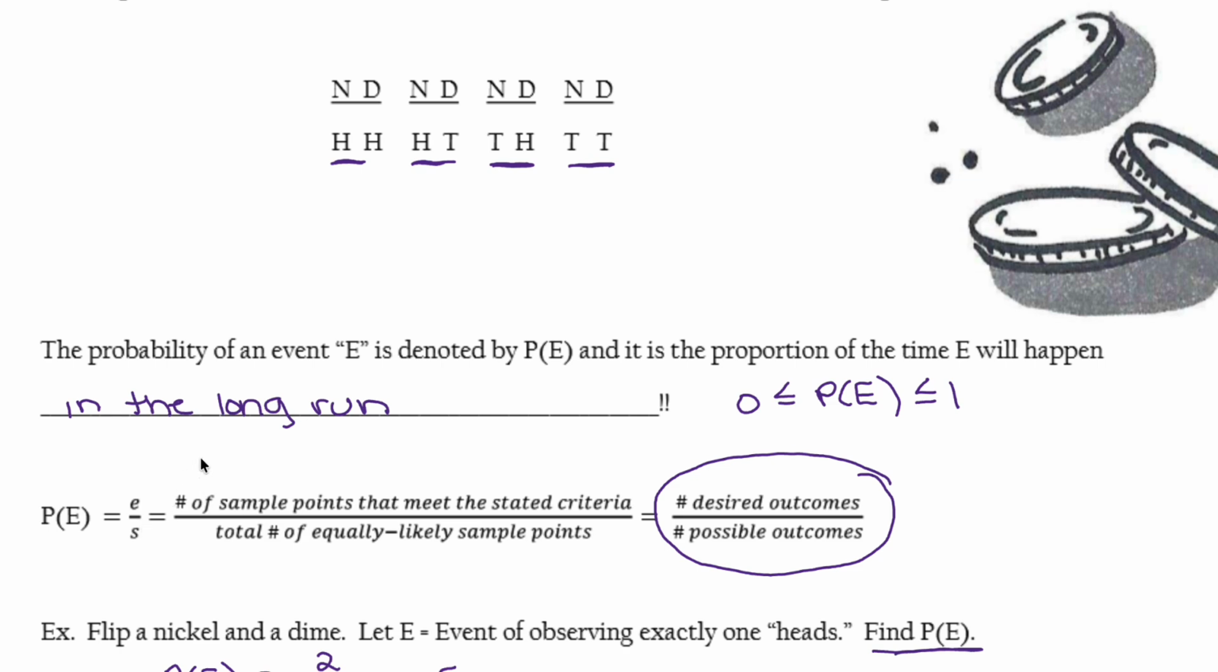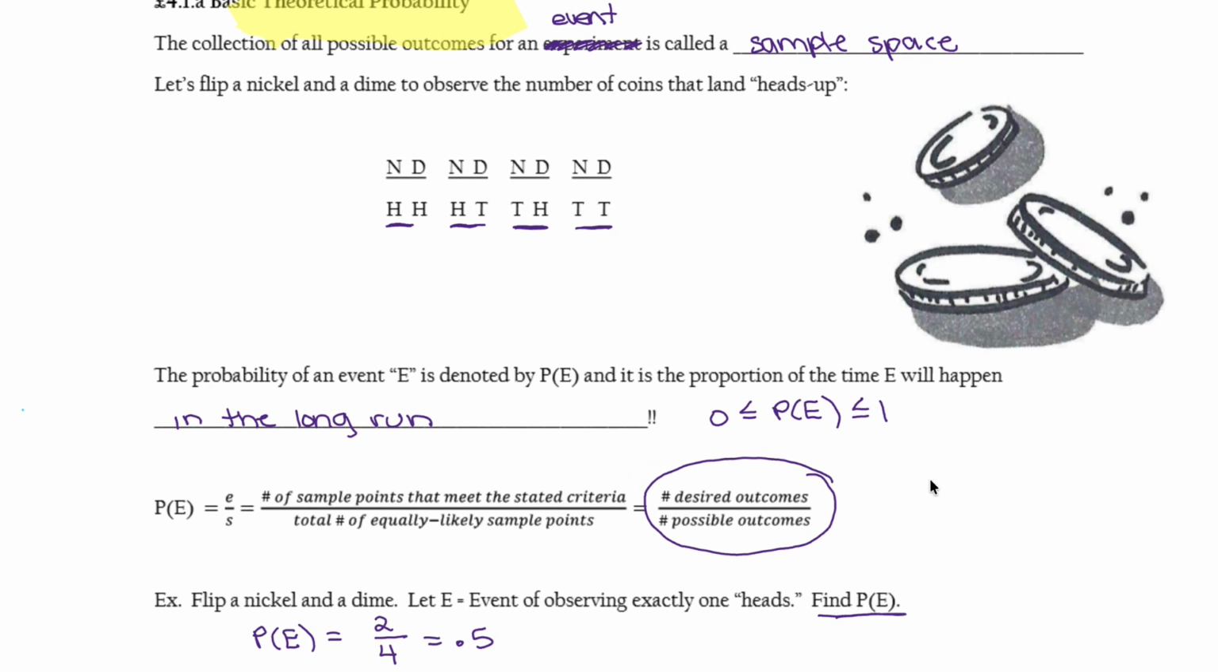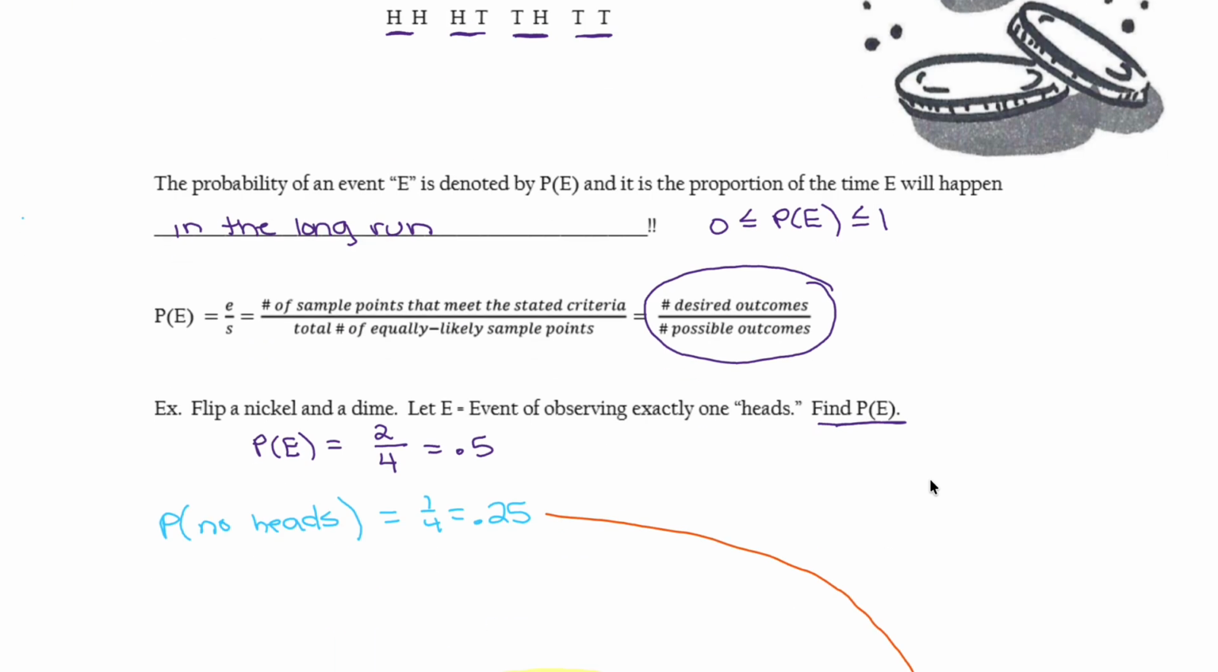And it's the number of sample points that meet the stated criteria divided by the total number of equally likely sample points. To put it into simple words, it will just be the number of desired outcomes divided by the number of possible outcomes. So the number that we want to happen over the possible outcomes that will happen.